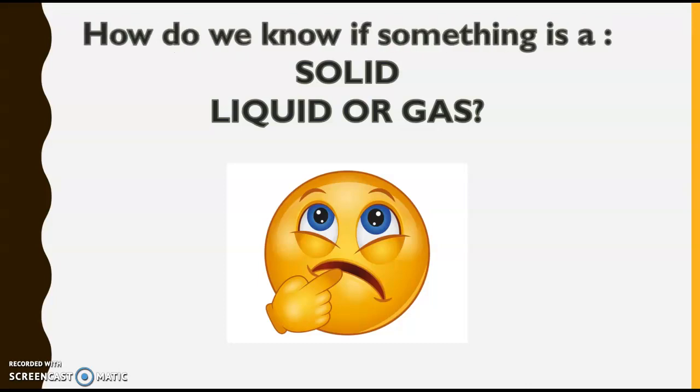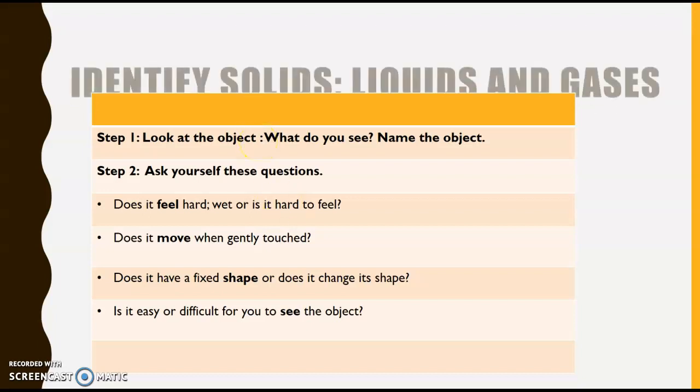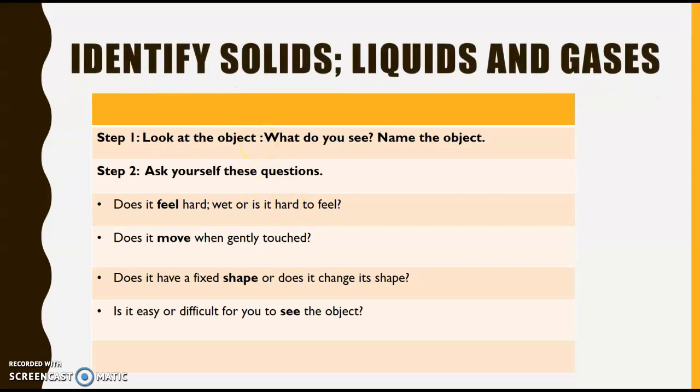But how do we know if something is a solid, a liquid, or a gas? I've put a table together to assist you identify if an object is solid, liquid, or gas. And step 1 requires you to look at the object. What do you see? If you can, name the object and ask yourself these questions.